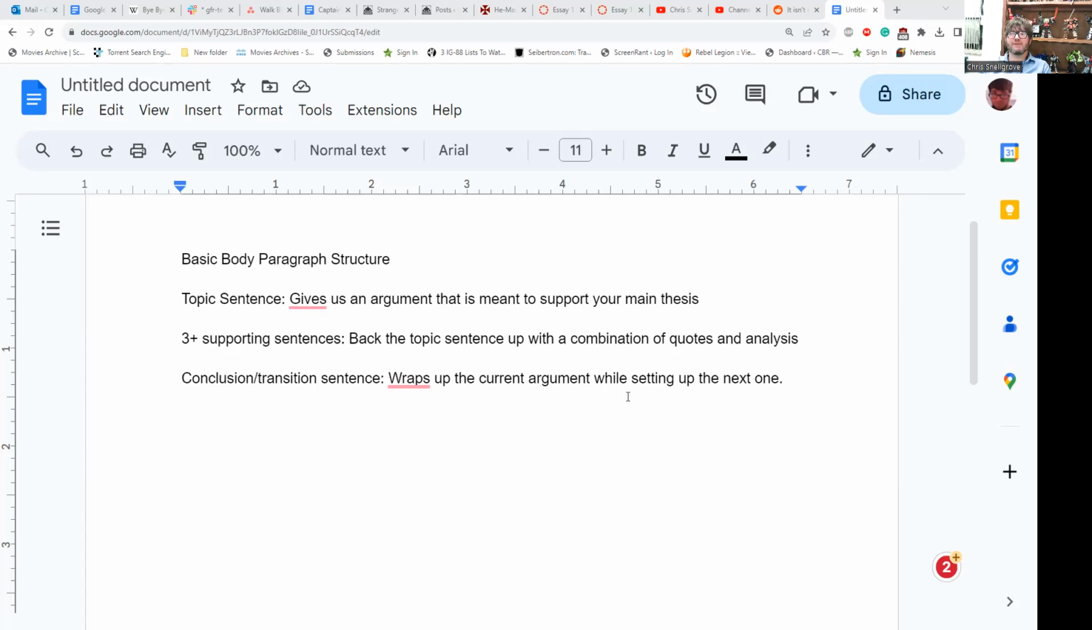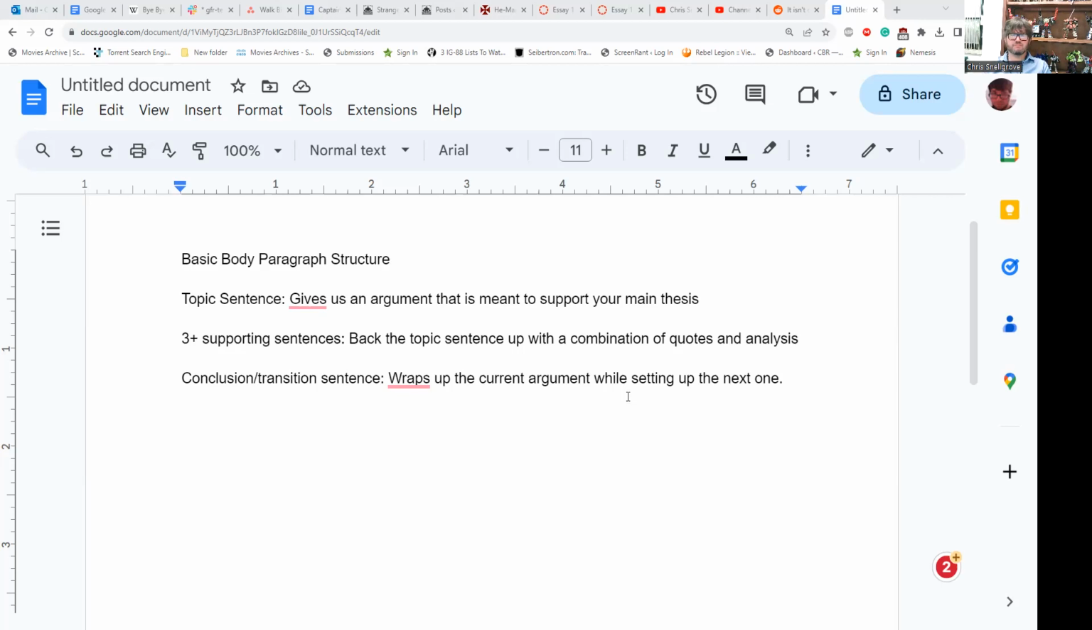Maybe you have some sort of thesis. Hopefully you have a thesis, but let's say you have a thesis like: in Edgar Allan Poe's The Black Cat, the narrator turns to violence not simply because of alcoholism, but because of his BPD or something like that. Like, you've diagnosed him with a mental illness. Okay, that's your thesis.